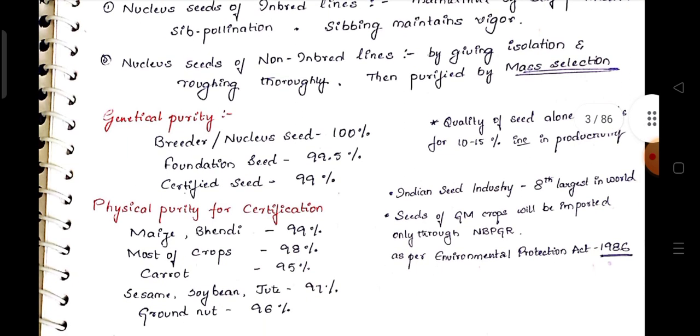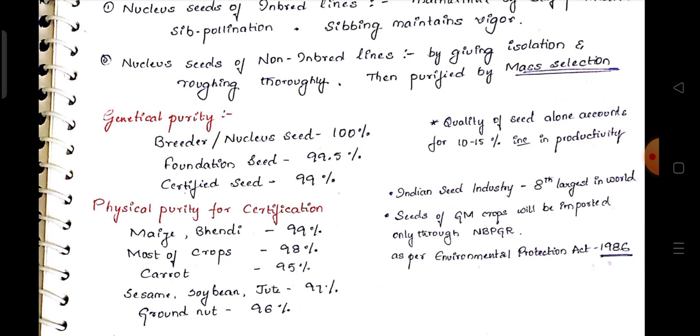Coming to genetic purity, breeder or nucleus seed is always having 100% of genetic purity. Foundation 99.5% or 99%. Certified seed 98 or 99%. Quality of seed alone accounts for 10 to 15% of increase in productivity.